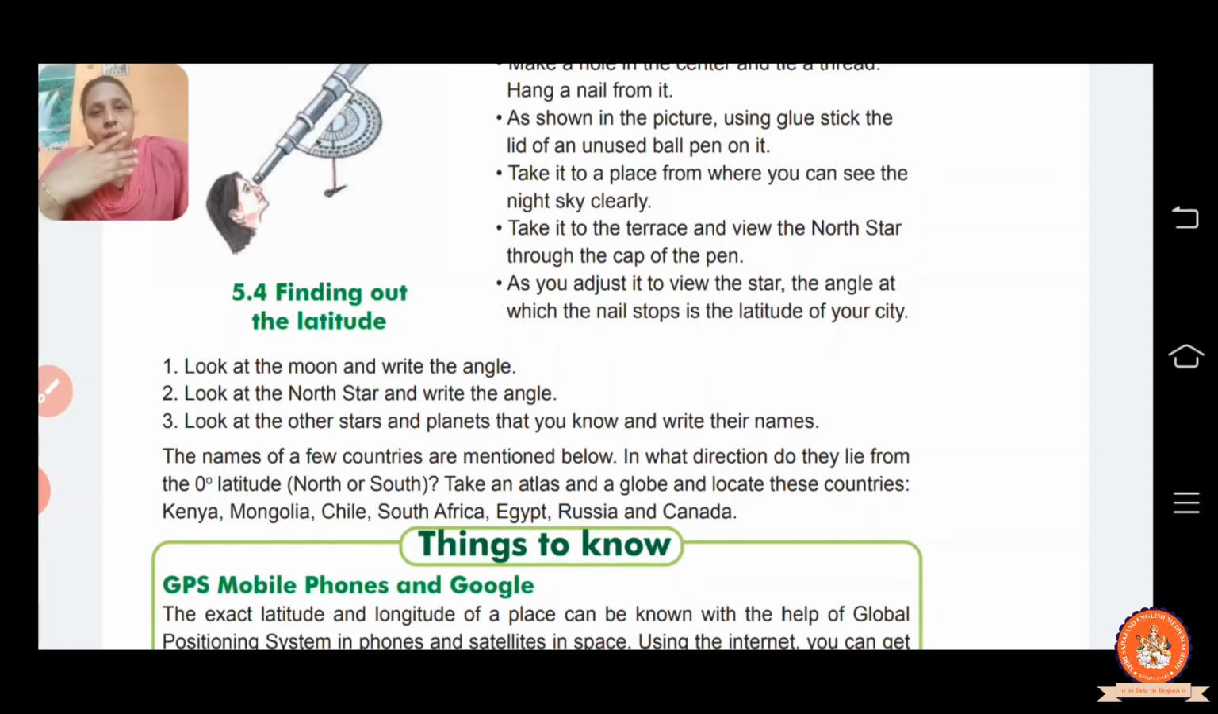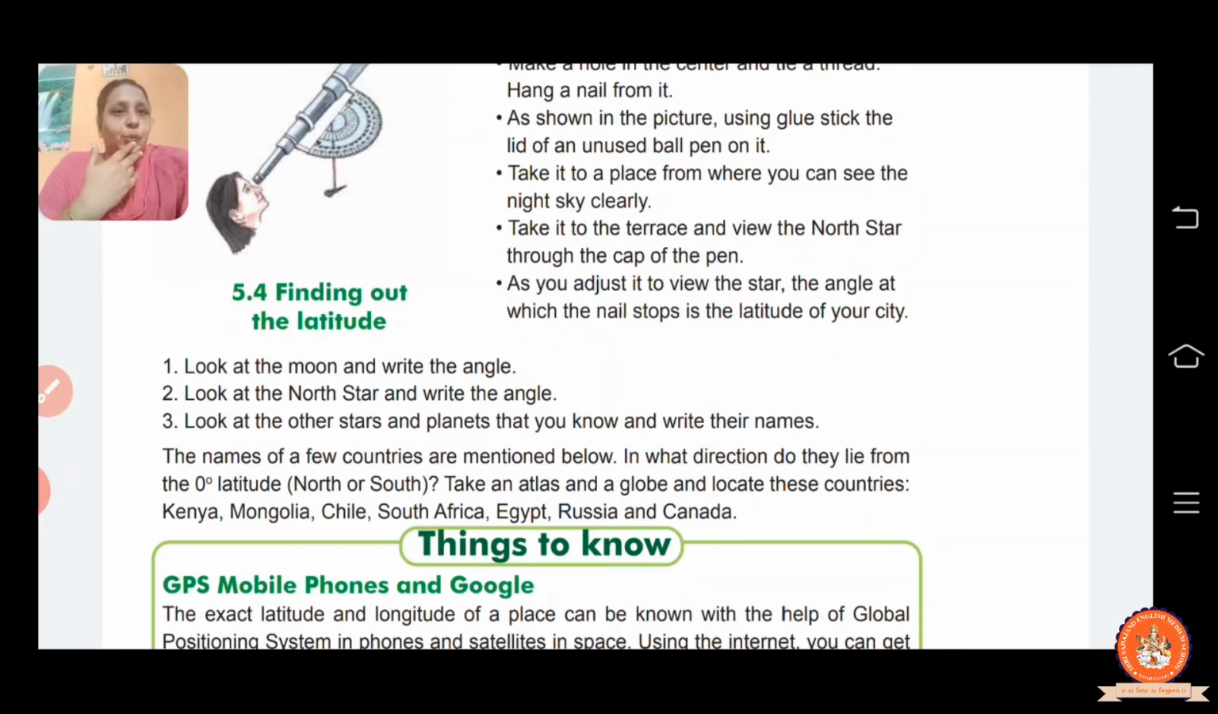Okay, look at the other stars and planets that you know, and write their names. Lots of stars are there, but only a few have proper names, like Saptarshi, Sharmistha and Yayati. But if we look at the planets, which planets are there? Mars, Venus, Mercury, Jupiter, Saturn, etc. Okay, the names of a few countries are mentioned below.